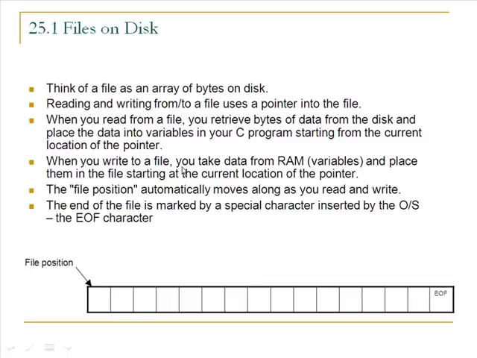When you are writing into a file, you take data from your variables and you place them in the file, starting at the current location of that file position pointer. And conversely, when you read them, you read from the position of the pointer, and the pointer moves along as you read things out of the file. The end of file marker is a special character, and it's put there by the operating system, and the functions that read and write the file can check for this end of file marker so you don't read past the end of the array of bytes that represents the file.